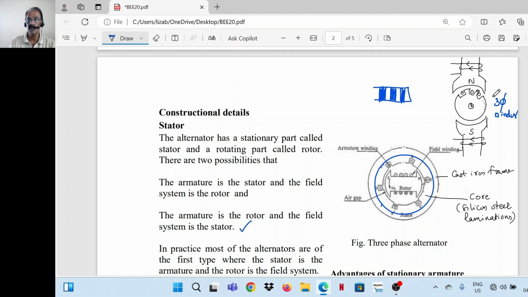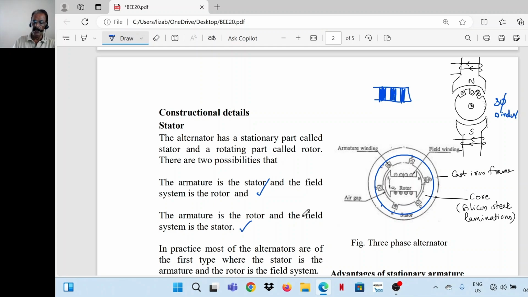A few alternators are there which are mainly for machines of low rating. But most of the alternators belong to this category. Armature is the stator and field system is the rotor.